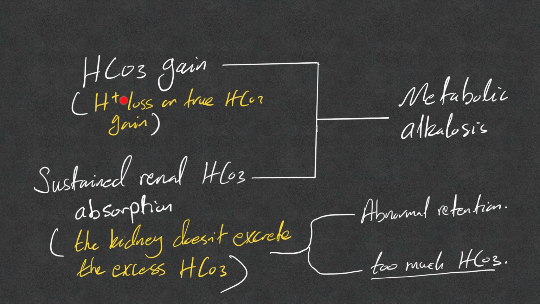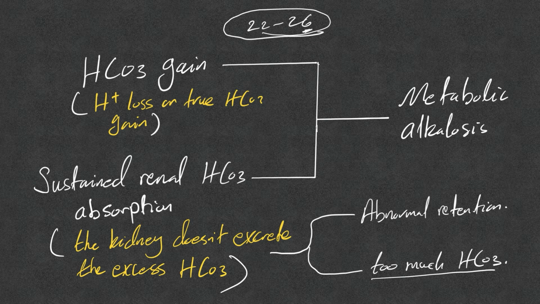In order to develop metabolic alkalosis, you need two things together: bicarb gain plus sustained renal bicarb absorption. The kidney is so powerful that any excess bicarb in the serum will be excreted in the urine to keep the bicarb between 22 and 26. If it becomes anything above 26, the kidney will be able to excrete it to keep it within this tight range. So first of all, you need something to make you gain bicarb, whether indirectly by hydrogen ion loss. Remember, hydrogen ion loss means bicarb gain. Hydrogen ion gain means bicarb loss. Or true bicarb gain.